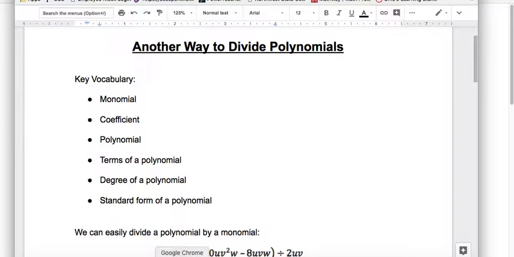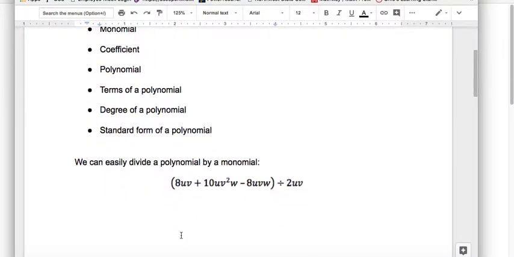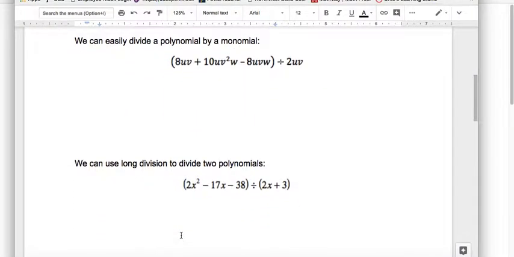Some vocabulary that I expect you to just be comfortable using is listed here. You can check the completed notes for this, but a lot of these should be review and things that you already know. And then we went over how to divide by a monomial. This is review from yesterday, so again, check the completed notes for how to do that. And then we reviewed long division, again, review from yesterday.